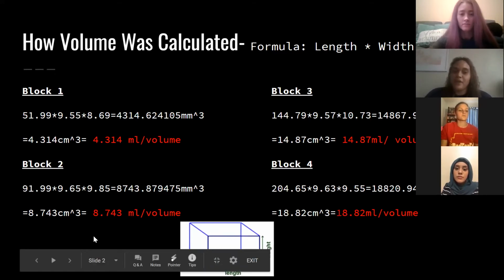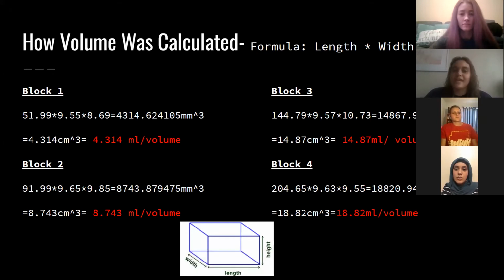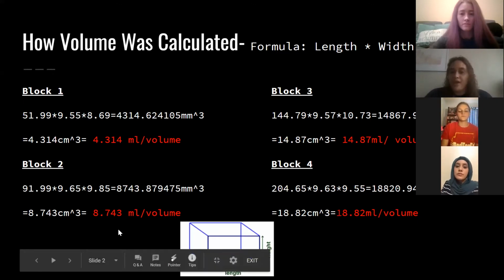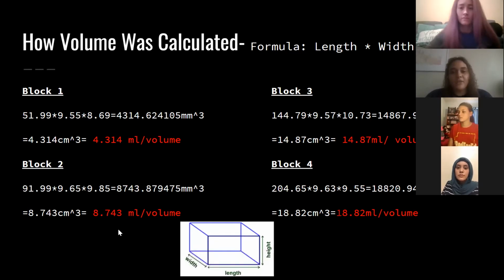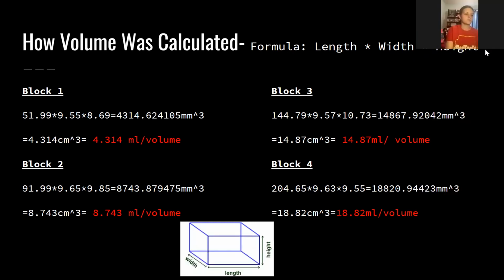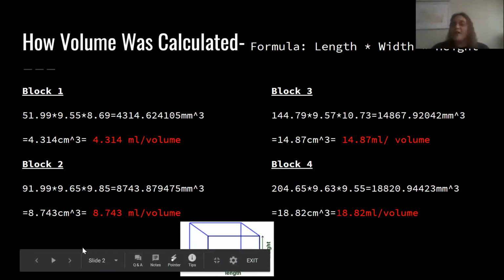And then for block two, I did the same length times width times height and got the answer of 8.73 milliliters per volume. Same thing for block three, and got the answer of 14.87 milliliters per volume. And then same thing for block four, got the answer as 18.82 milliliters per volume.